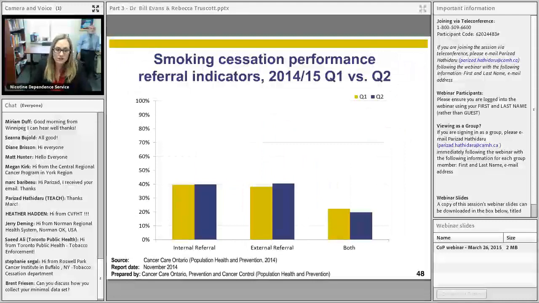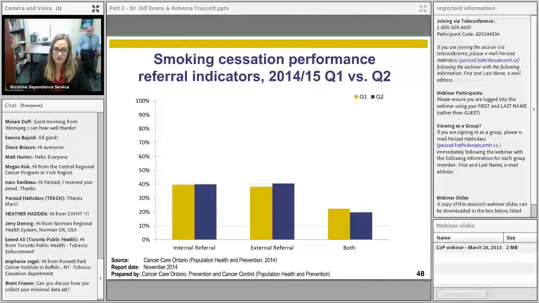You can see that there is actually an equal breakdown of how these referrals for further counseling are happening. So about 40% are happening internally within the Regional Cancer Centre, and about 40% are being referred on to external services. And there's a good 20% of patients that are being offered both an internal referral and an external referral.